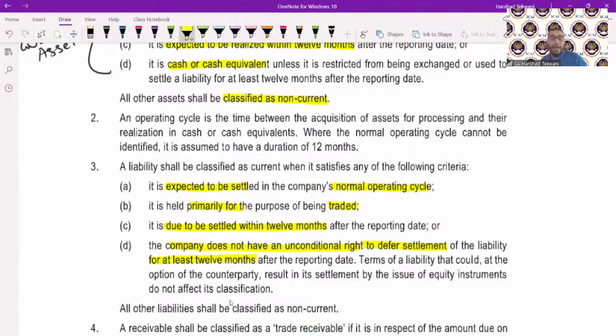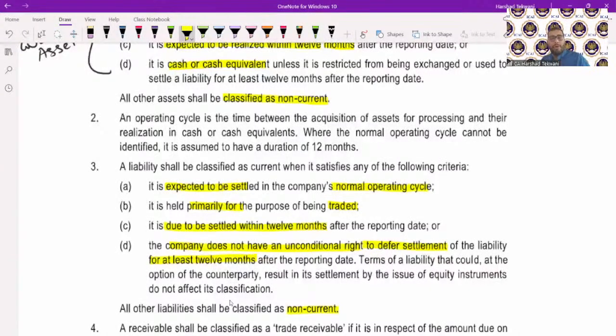Now earlier we were seeing cash and cash equivalent, but on the liability side you don't have cash and cash equivalent. So the other logical point here is that the company does not have any unconditional right to defer settlement of these liabilities. When I say settlement, it may be through payment or any other way, I don't have a right to defer this settlement, or to defer paying the amount, for at least 12 months. Then it will be held as current. Otherwise, all other things are non-current.